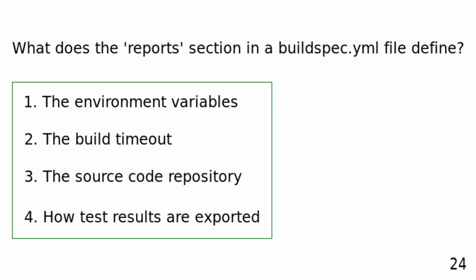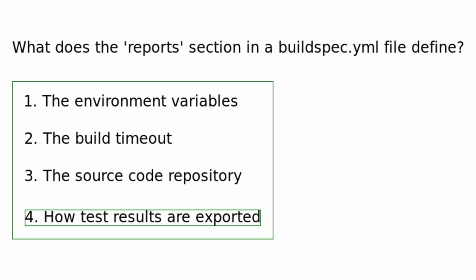What does the reports section in a buildspec.yml file define? The environment variables. The build timeout. The source code repository. How test results are exported. The reports section in a buildspec.yml file defines how test results are exported to Amazon S3 or other destinations.